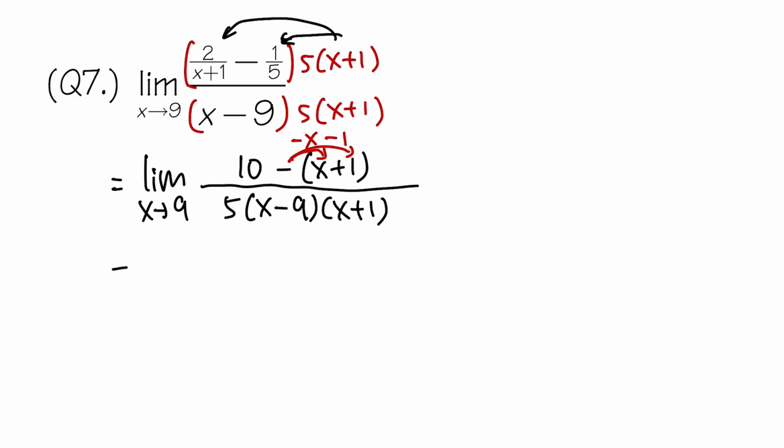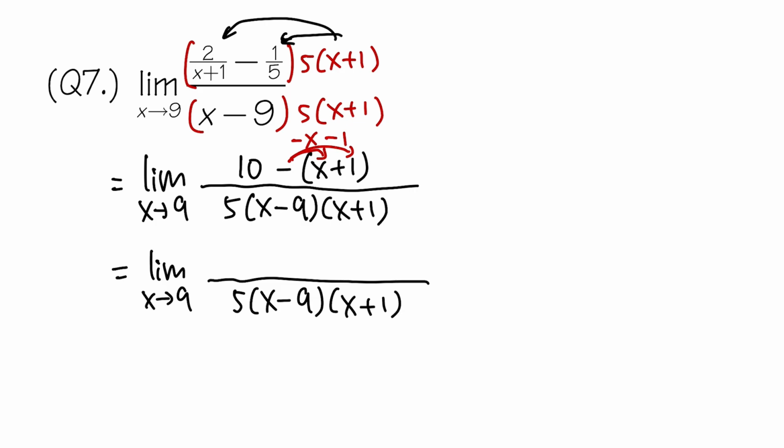So we will be getting the limit as x approaches 9. On the bottom is still 5 times x minus 9 times x plus 1. But on the top, we have negative x, because this is negative x. And then 10 minus 1, which is plus 9. Okay, be careful.